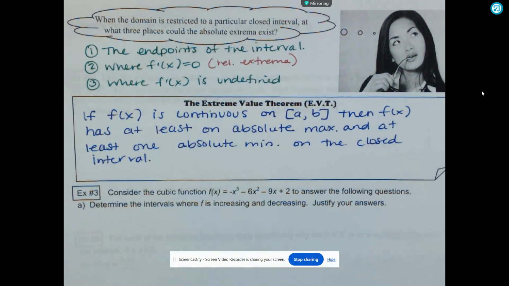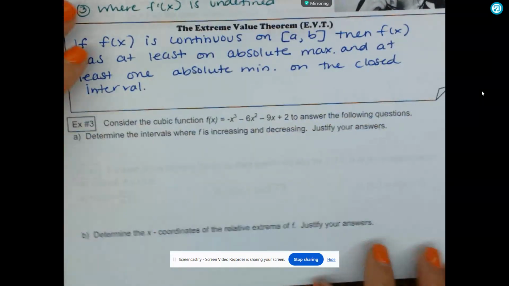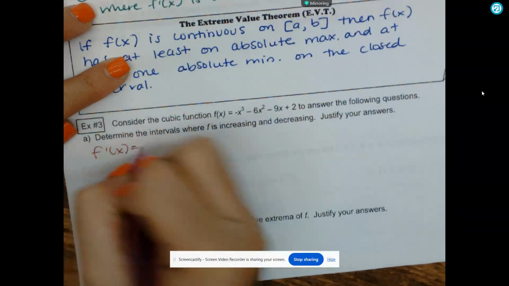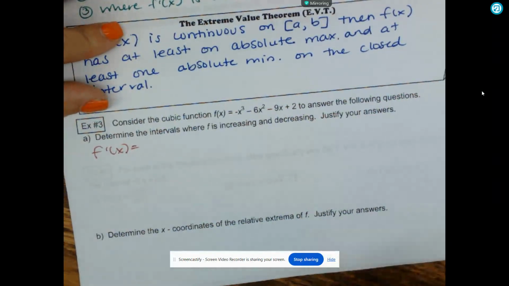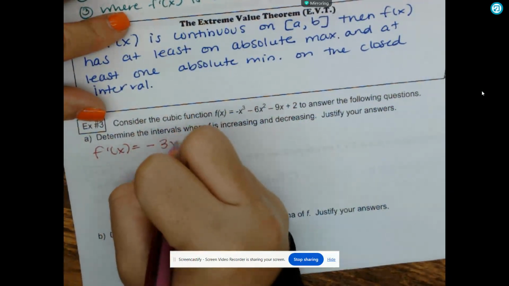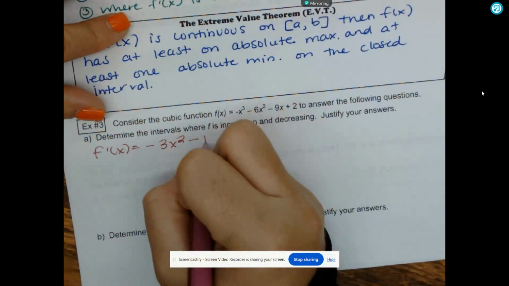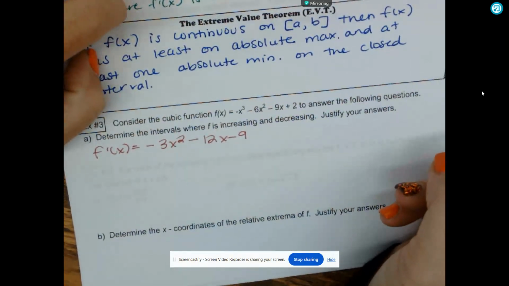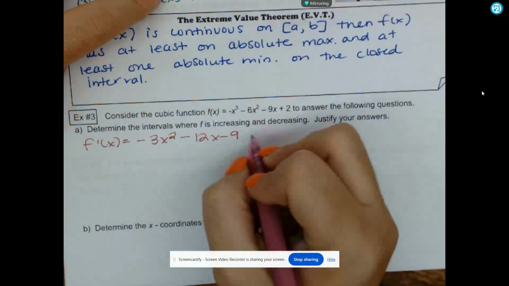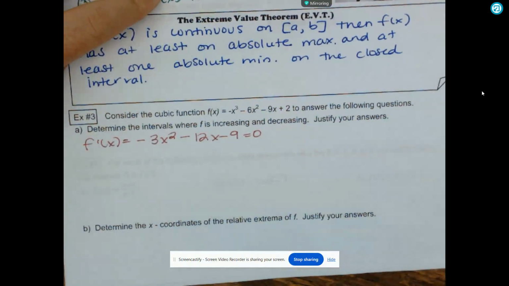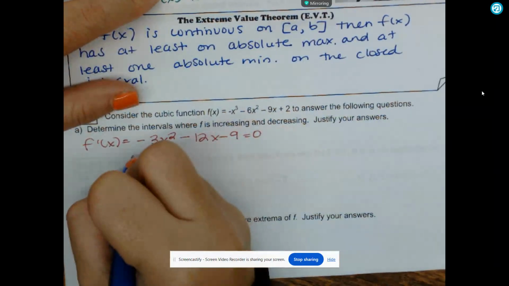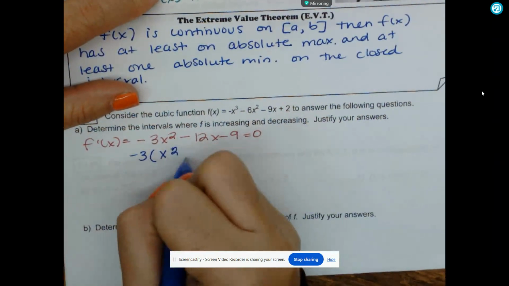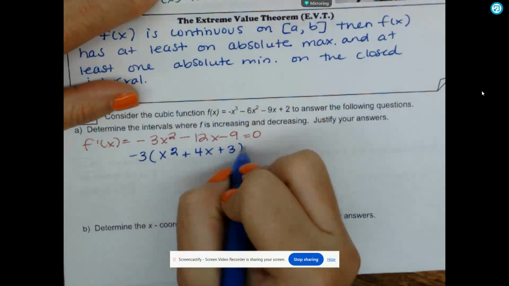All right. Consider the cubic function, negative x cubed minus 6x squared minus 9x plus 2, to answer the following questions. Let's determine the intervals where f is increasing and decreasing. What are we going to do? We're going to find the derivative. Pretty simple derivative. What is it? Negative 3x squared minus 12x minus 9, and then we want that equal to 0. What can we factor out? We can factor out a negative 3, leaving x squared plus 4x plus 3.